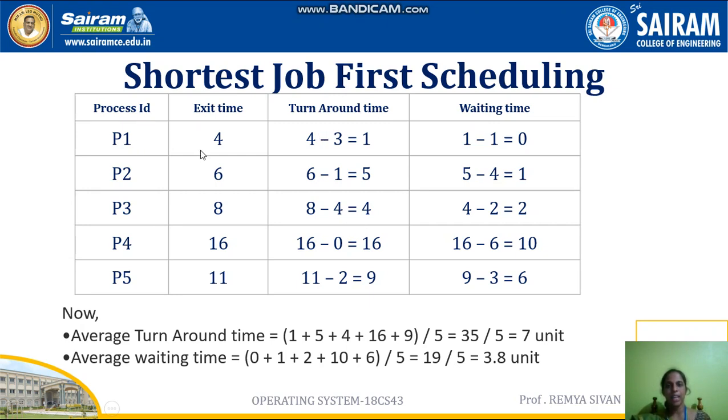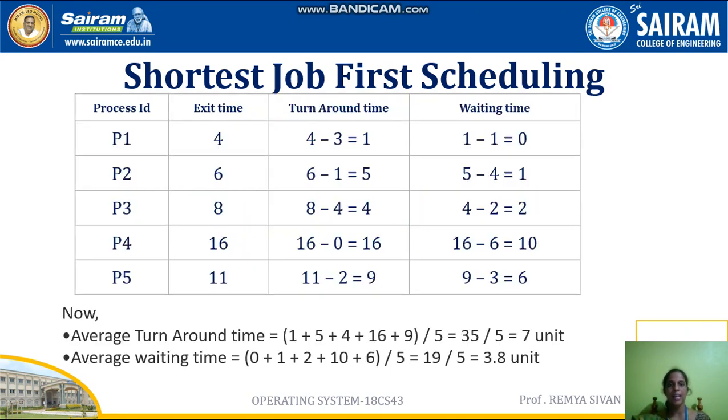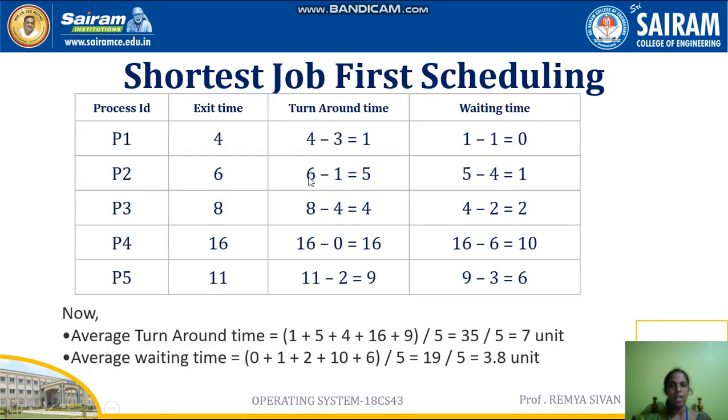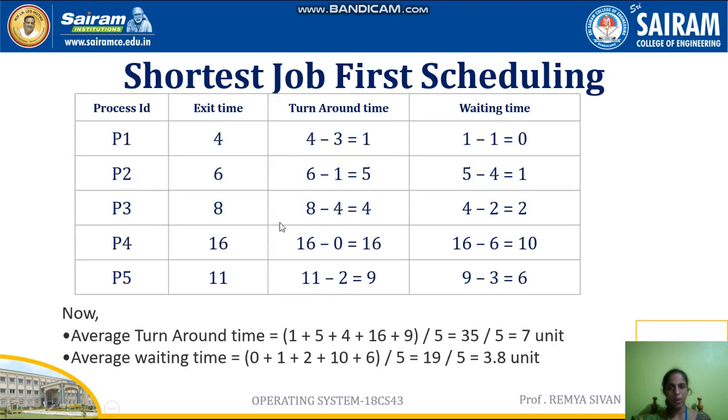Process P1's exit time is 4 and its arrival time is 3. So 4 minus 3 is 1. P2's exit time is 6 and P2's arrival time is 1, so 6 minus 1 is 5. P3's exit time is 8 and its arrival time is 4, so 8 minus 4 is 4. P4's exit time is 16 and P4 arrived at 0, so 16 minus 0 is 16. P5's exit time is 11, arrival time is 2, so 11 minus 2 is 9.